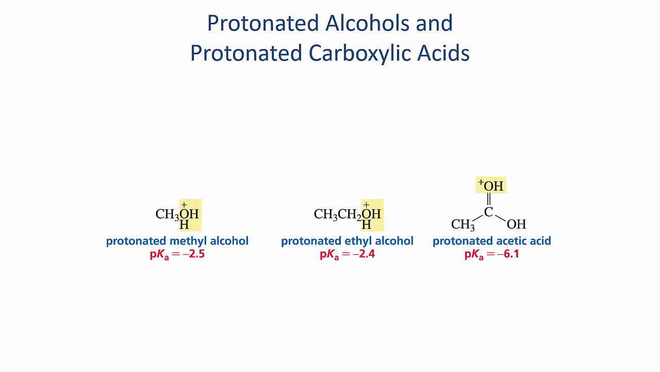Alcohols can be protonated, and so can carboxylic acids. I maybe had that one a little wrong. I said the protonated acetic acid was -7, but it's actually -6 according to your text. But protonated alcohols are -2. Protonated methyl alcohol, this is ethyl alcohol. Methyl alcohol is -2.5.